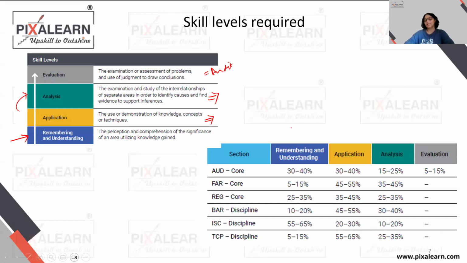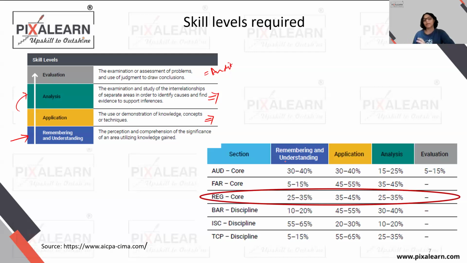Now, what is it that the REG section is going to test you on? See, the REG section is very clear. If you look at this, this is a big chunk here, right? Around 30% of the paper is just from the remembering and understanding skills. Here you will see a lot of business law comes into the picture. Then you have a lot of data in individual taxation, which is Form 1040. Even that will come into the picture. So 30% is like a cakewalk.